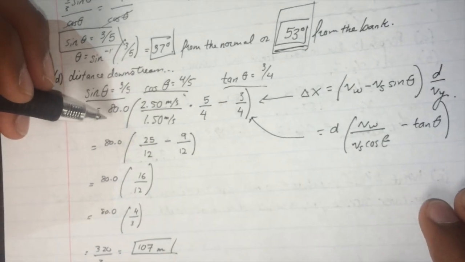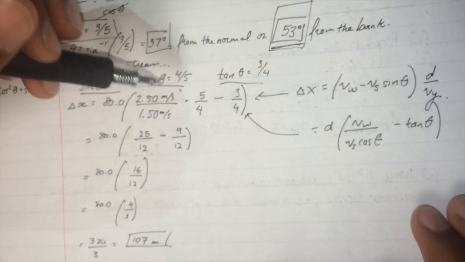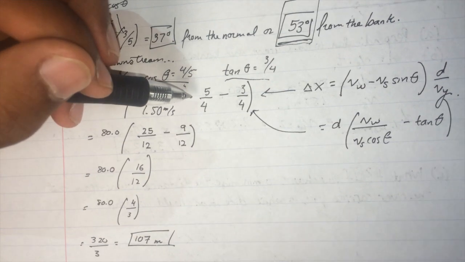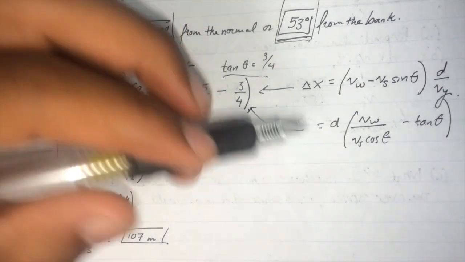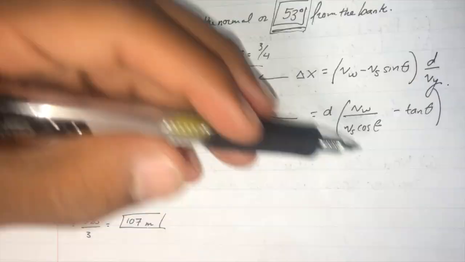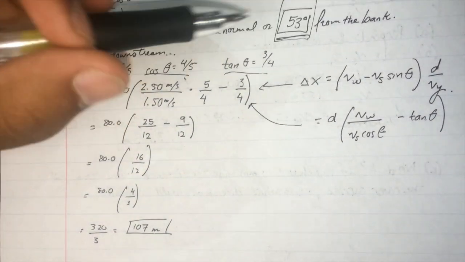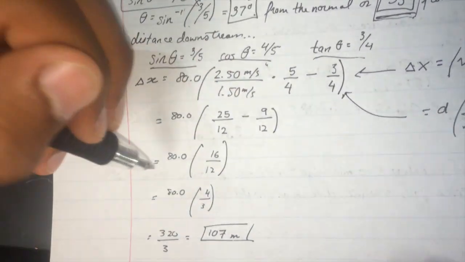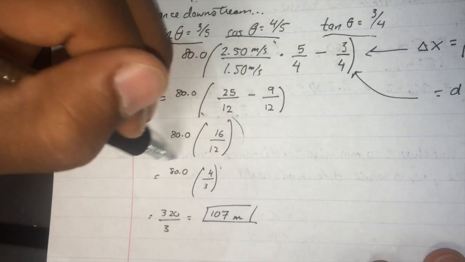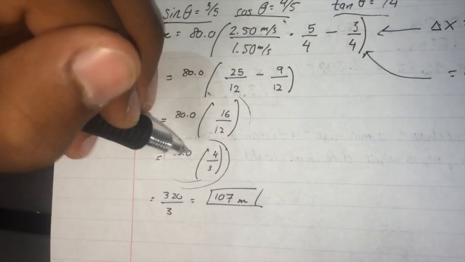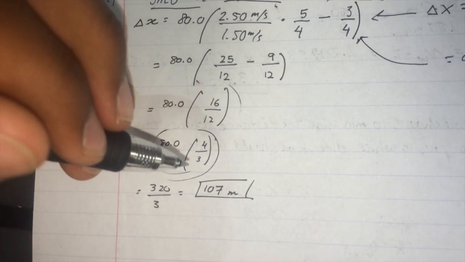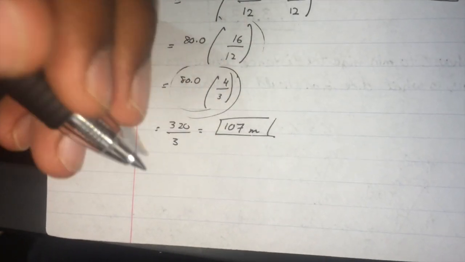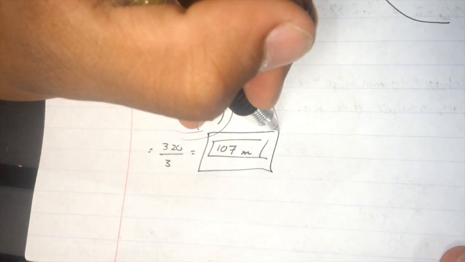Our distance is 80.0 meters, and then our Vw over Vs is 2.50 meters per second over 1.50 meters per second, times 5/4, which is essentially the opposite of cosine theta. Secant theta is 5/4, then minus 3/4. This is just a lot of numbers, but it simplifies down to 80 times 25 over 12 minus 9 over 12, which is 80.0 times 4/3, which is 320 over 3, or 107 meters. And that is our final answer.